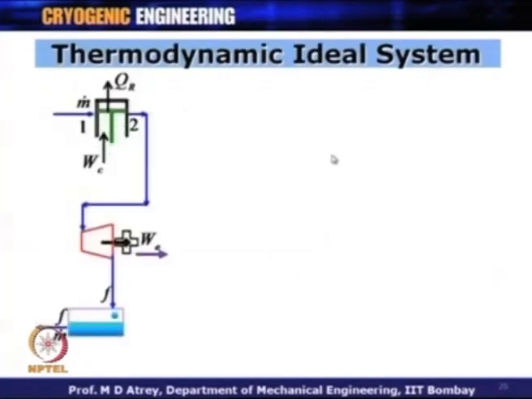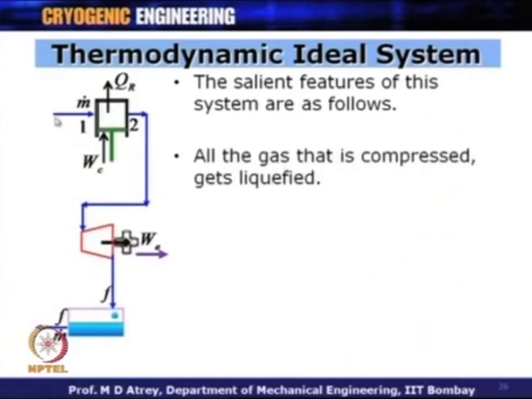So, you can see that process 1 to 2 is a compression process, process 2 to F is an expansion process, and some work output WE is obtained over here. While in the compression process WC is supplied, this is the work of compression, and this is heat QR which is generated during compression. All right. So, here whatever gas is compressed is expanded and converted to liquid, and this is collected in liquid form from this container. So, there is no return path for this gas. So, in a thermodynamically ideal system, all the gas that is compressed gets liquefied.